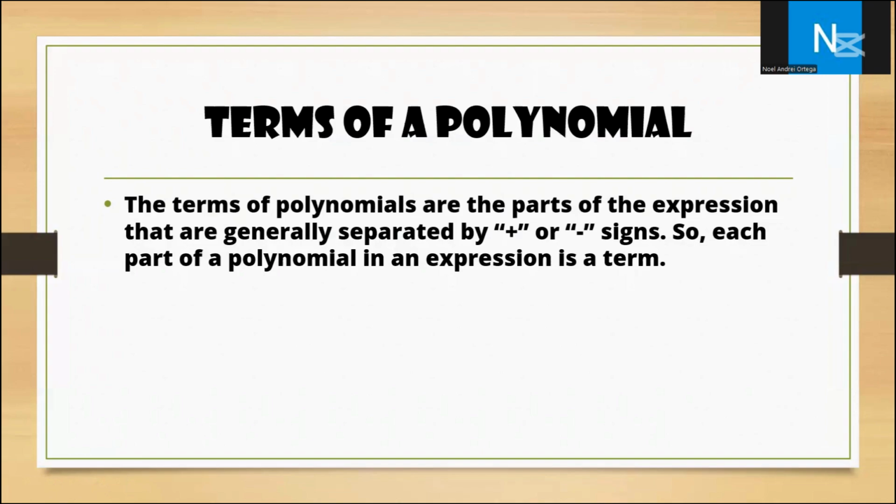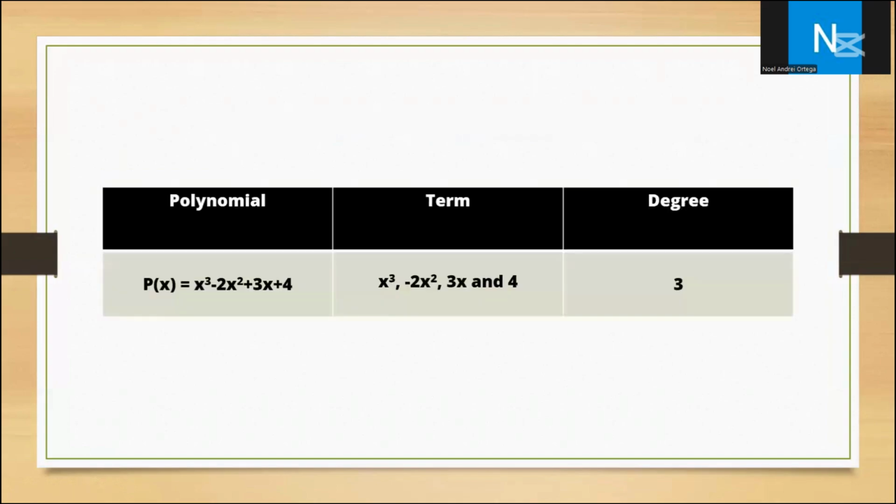The terms of polynomials are the parts of the expression that are generally separated by a positive or negative sign. So each part of a polynomial in an expression is a term. Here, in our polynomial x cubed minus 2x squared plus 3x plus 4, the terms are x cubed, negative 2x squared, 3x, and 4. And our degree is 3 since our highest exponent is here in our first term, x cubed.